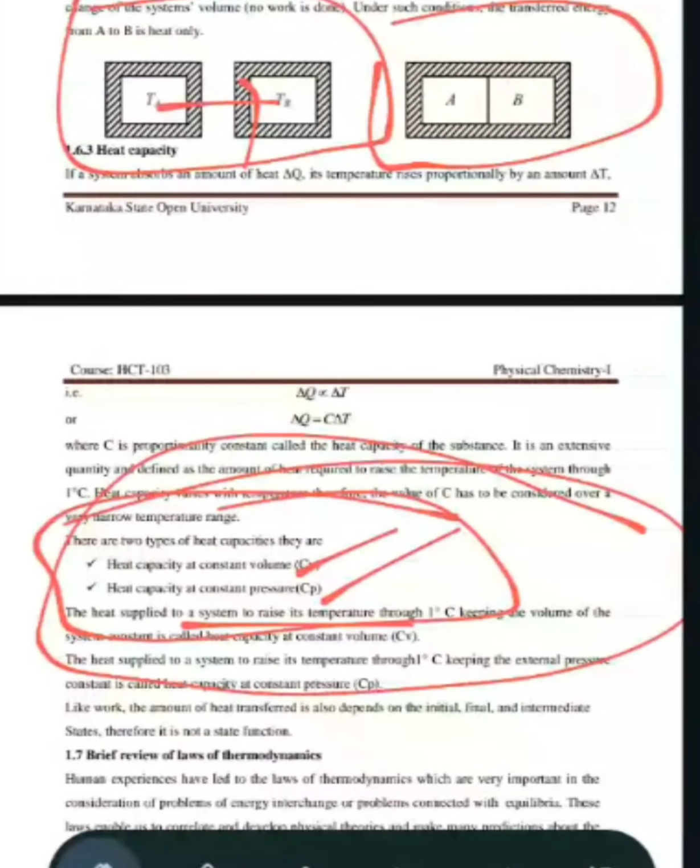We are increasing the temperature of a system but keeping volume constant. Whatever reaction or reactants we have taken to form the product, that volume will be kept constant. And in the next one, for CP, pressure is kept constant when the temperature is increased by 1 degree Celsius. So this is with respect to CP and CV. These are the basic terms we are going to study.